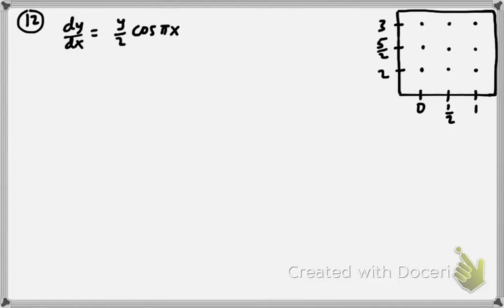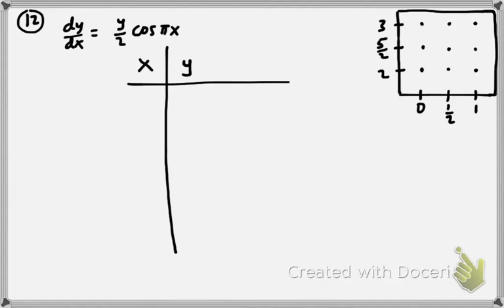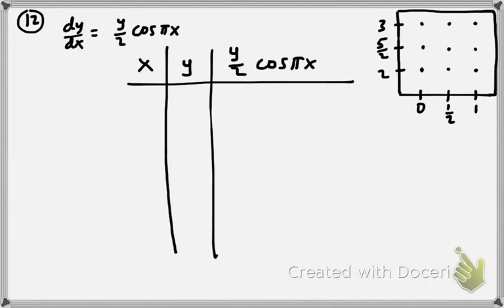Initially, for problem number 12, I'm anticipating problems that you guys might have questions on. Initially this one looks like it might be a difficult slope field problem to create. I don't think it's going to be, actually. So what I would do here is I would write x, y, and then I would write the slope, y over 2 times the cosine of pi x.